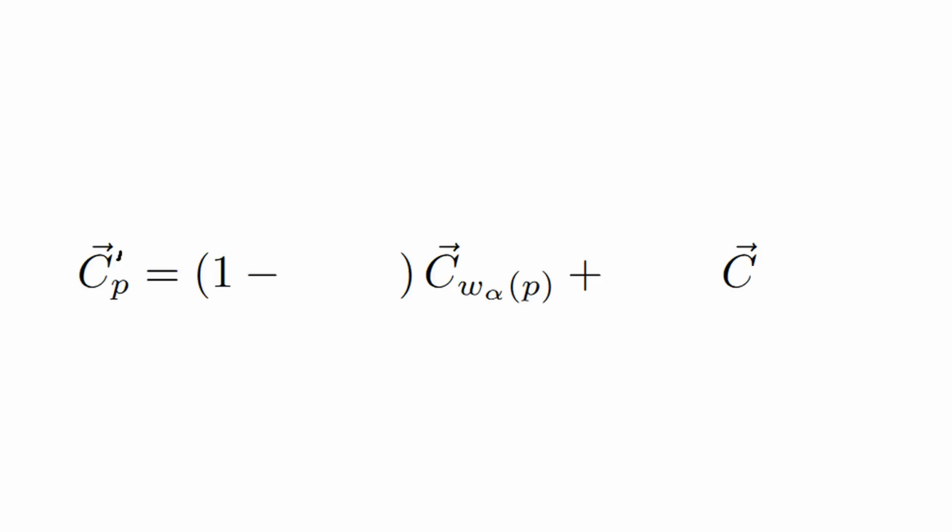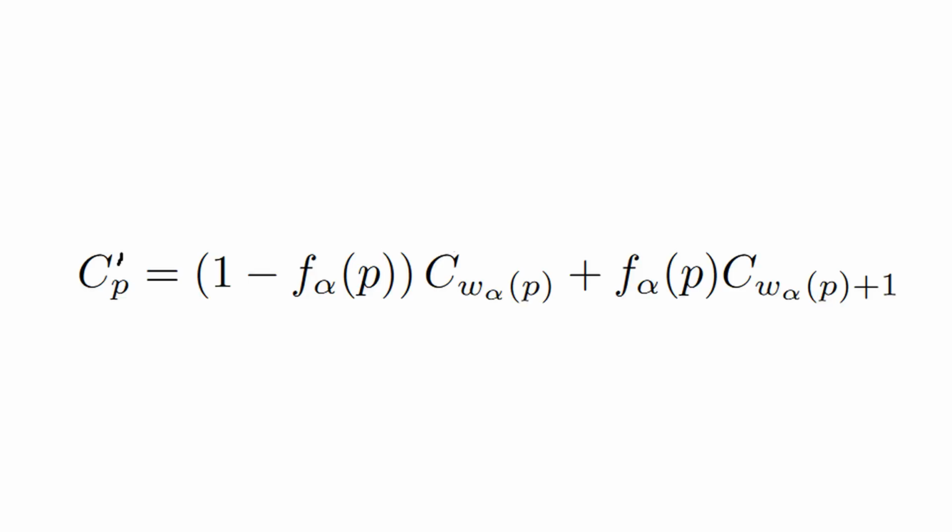So now we have our new form of the formula. The color in the new image at index p is given by a linear interpolation between the colors of the original image at indices w of p and w of p plus 1 with t equals f of p. I think by now we all understand that these colors are vectors, so we can get rid of the arrow to make it a bit cleaner.